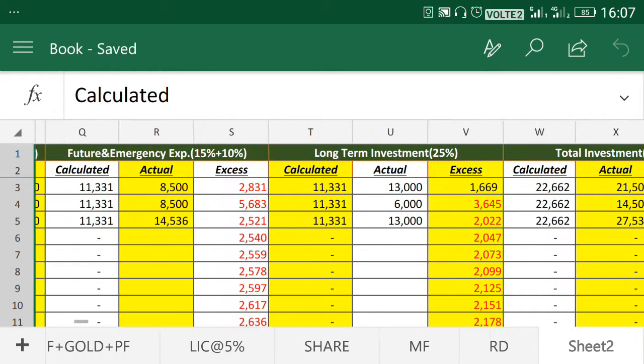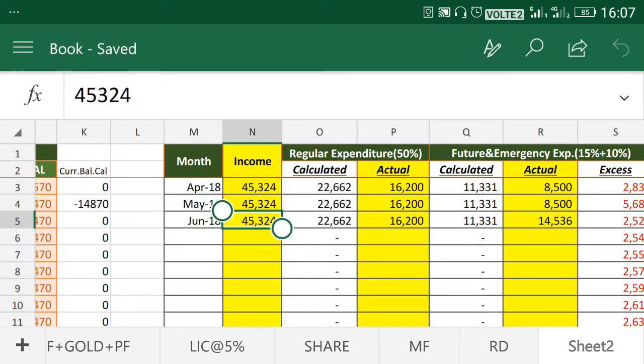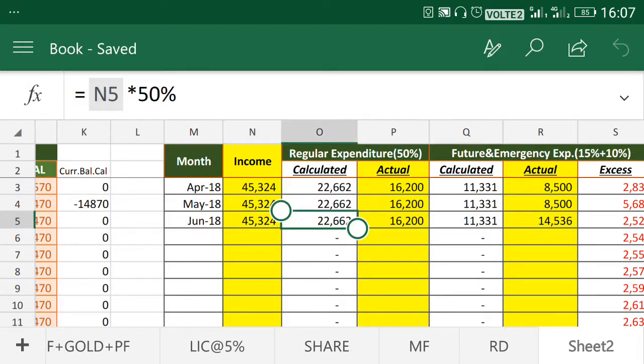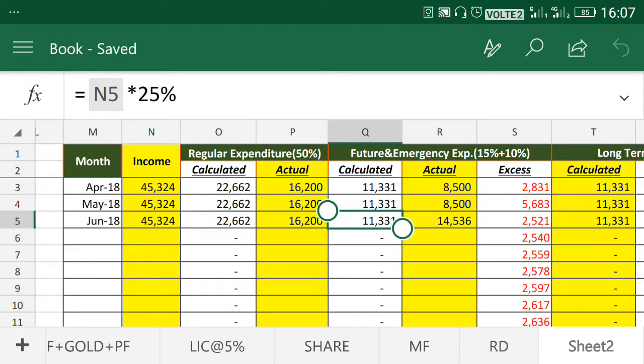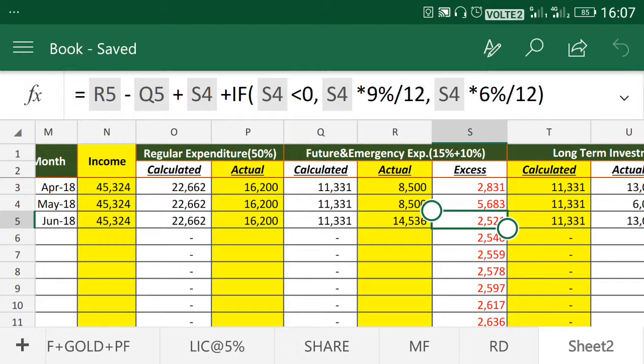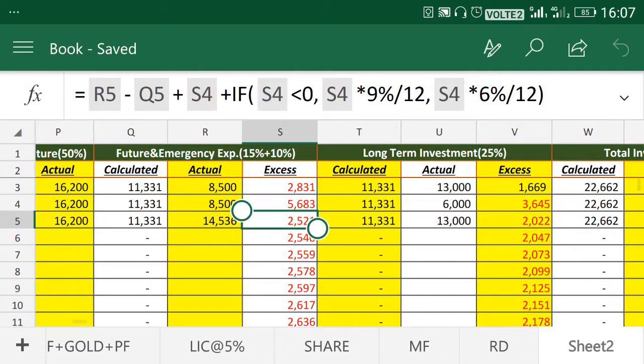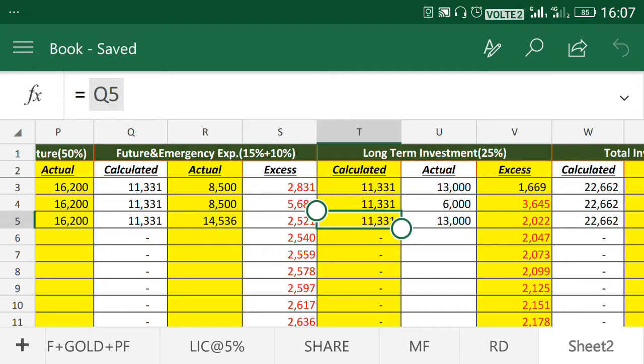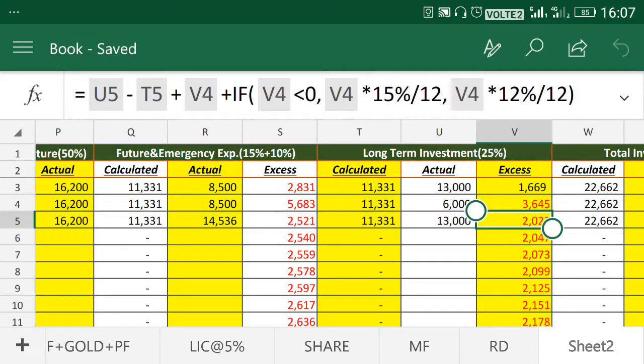Now what will you do actually? Whenever you are earning, you just write your monthly income, and look at your calculated expenditure and try to make the expenditure within this amount. Then look at your future and emergency savings, and try to keep the amount at least this amount or more than this amount. And if the excess amount is in red, then you'll have to make it more. Clear? And same for long term investment. You see the calculated amount, and then you make investment and ensure that this excess column becomes green. If it doesn't become green, try to increase your investment.